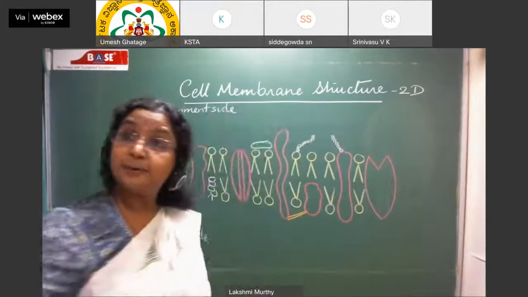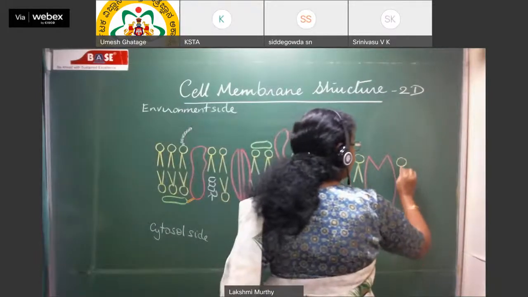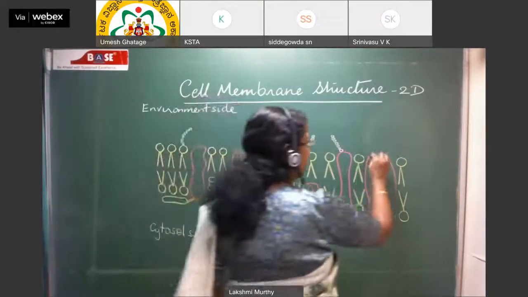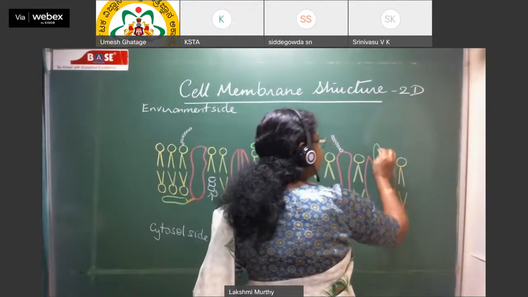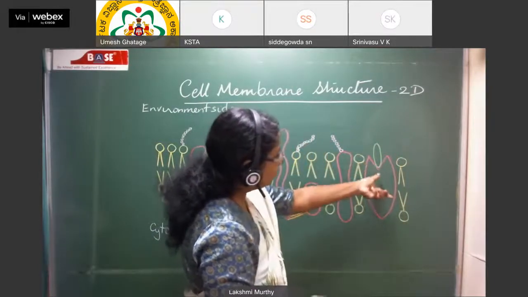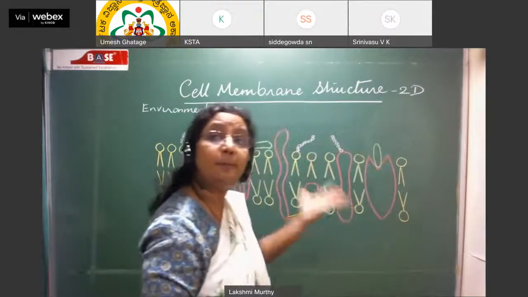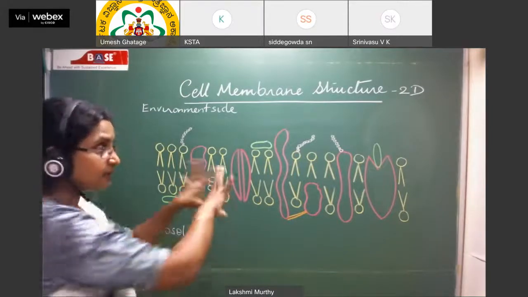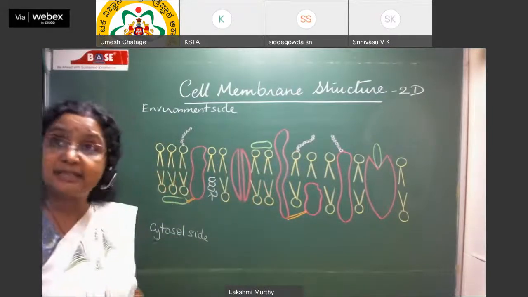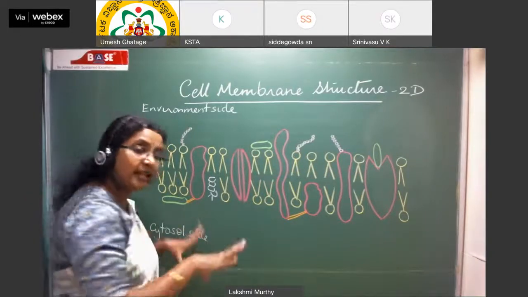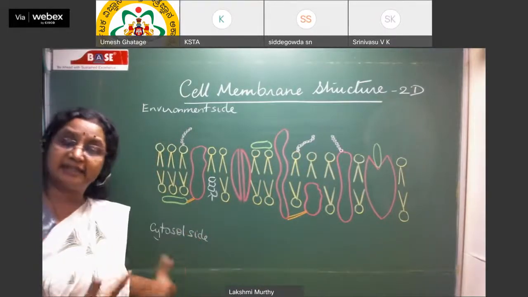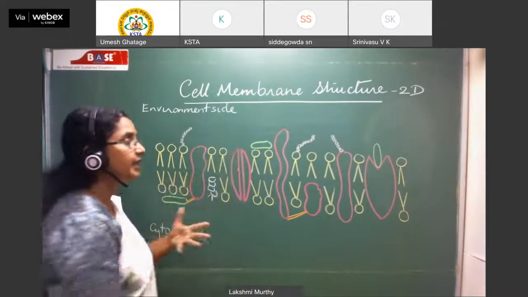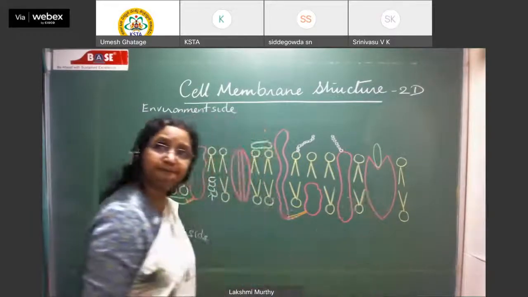Let us say this protein can actually meet a substance. Suppose I want to deliver this particular molecule. It can get attached to this protein. This protein can turn and deliver this on the opposite side. So such types of carrier proteins are also seen, right? This is how all the various proteins are present. So remember, the proteins are present in a manner that they serve for the transport of certain substances. It may be as a channel, it may be as a carrier, etc.